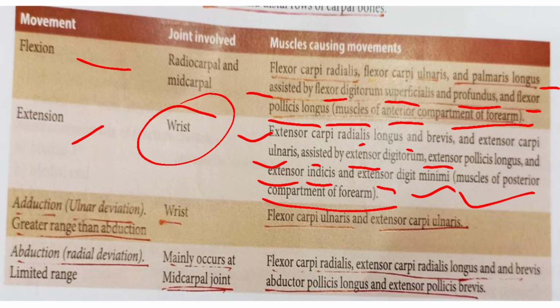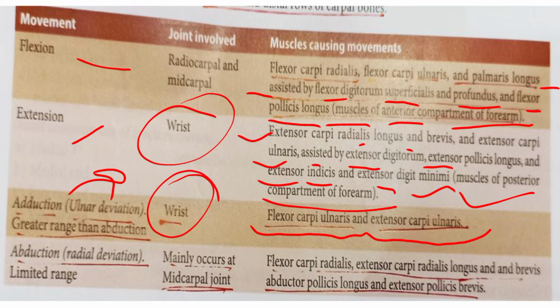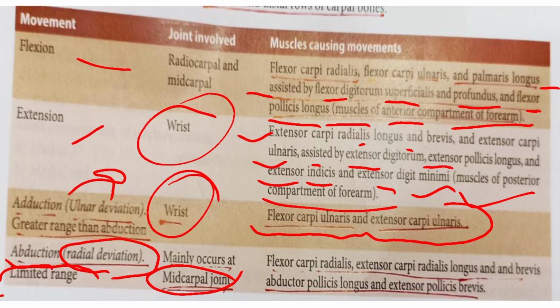Adduction, also known as ulnar deviation, includes flexor carpi ulnaris and extensor carpi ulnaris. Abduction, or radial deviation, has a limited range and mainly occurs at the midcarpal joint. This includes flexor carpi radialis, extensor carpi radialis longus and brevis, abductor pollicis longus, and extensor pollicis brevis.